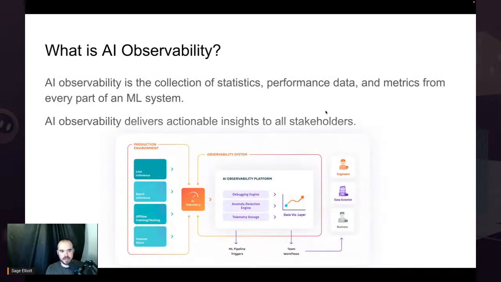So what is AI observability? Well, it's the collection of statistics, performance data, and metrics from every part of an ML system, which could be a lot in your whole pipeline. And then you want to deliver some sort of actionable insight from all that data that you're collecting, right? So you have an environment, you're running live inference, batch inference, you're training and testing your models, you have a feature store, and then you have some sort of tool that collects that telemetry data. In this case, today we're going to be using something called YLogs, which is an open source library. And then you typically want to send that data to some observability platform.